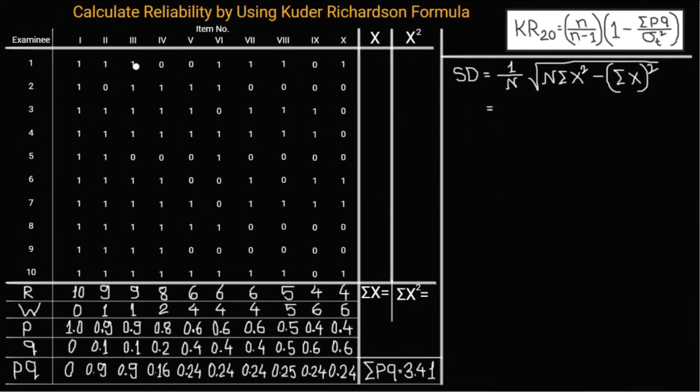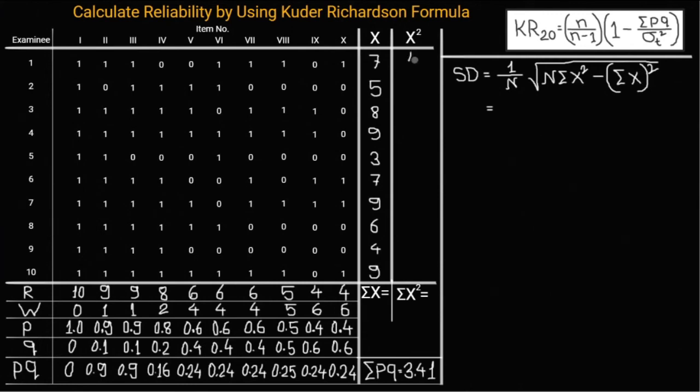Now we first calculate the individual scores. Here we calculate only the right responses of each individual student. So the first examinee has 7 right responses, next 5, then 8, then 9 right responses, then 3, then 7, next 9, then 6, then 4, and last 9.